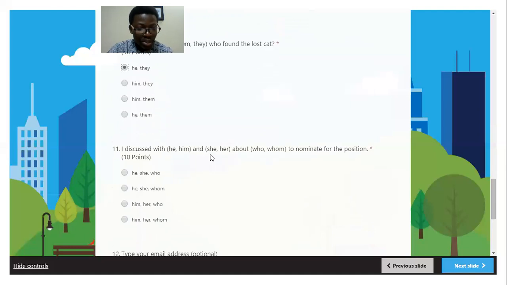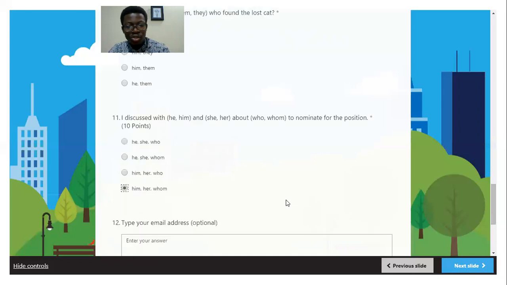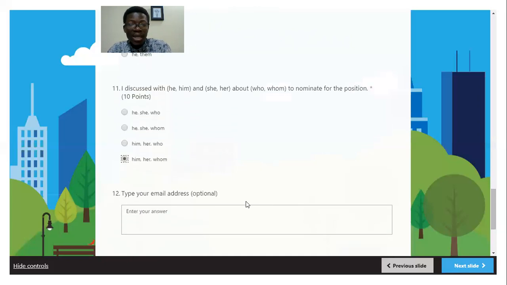Then the last question now, pardon me. I discussed with he or him and she or her about whom to nominate for the position. So you say what? I discussed with. With is a preposition here, so you go for the object. All right, so I discussed with him and her. You still use the preposition. About is still a preposition. Whom. Exactly, so we have objects all through. So I discussed with him and her about whom to nominate for the position.